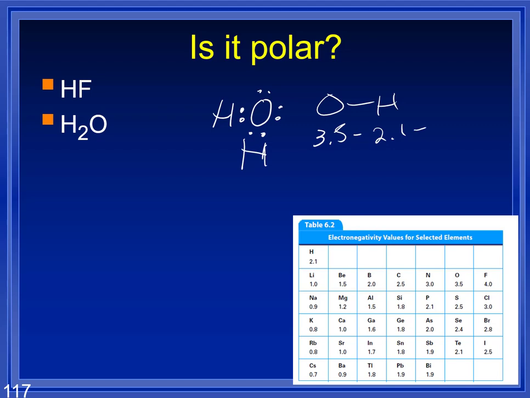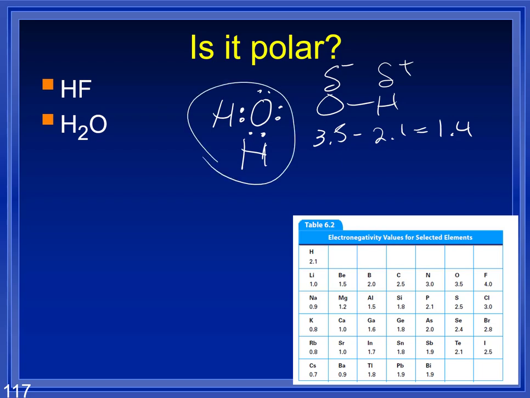I subtract those two, that's a difference of 1.4. Is that big enough to be polar? Yes. So it has a polar bond where the oxygen's negative and the hydrogen's positive because the oxygen had the bigger electronegativity. That's how I knew it was the negative one. Now that I've got a polar bond, I have to worry about what shape it really is. So what shape is this?